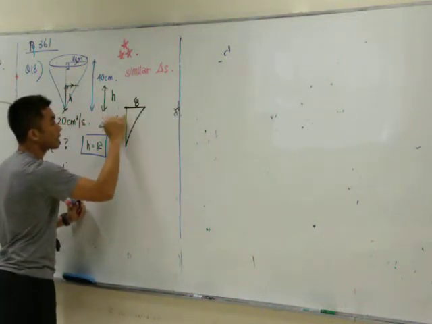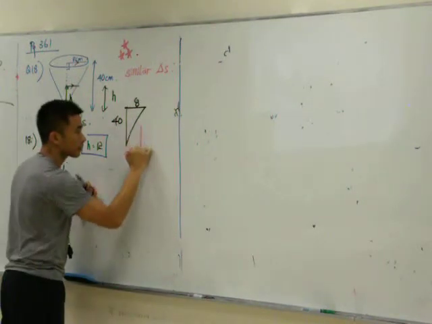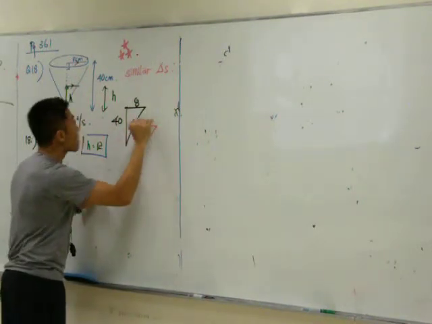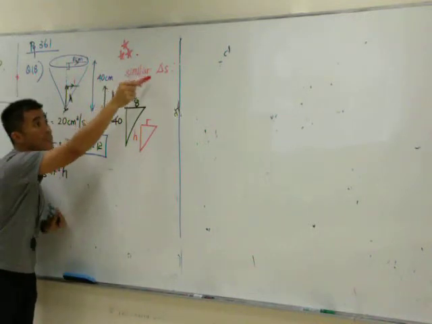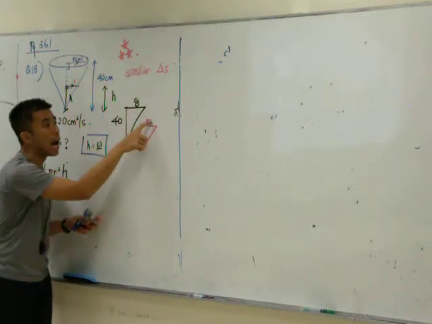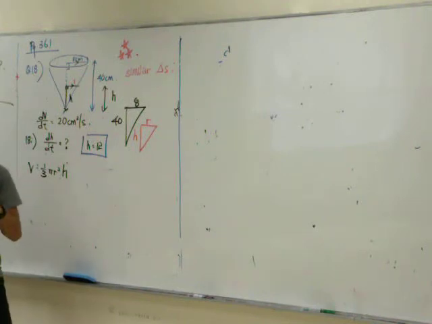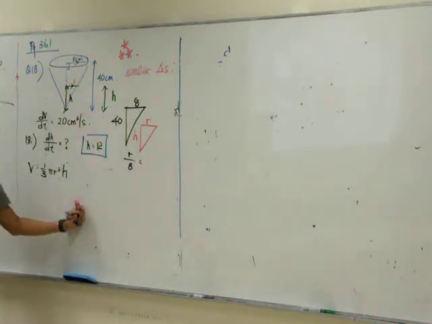This is 8, this is 40. Let me draw the small one. This is H, this must be R. Am I right to say that, Chelsea? Now, let us make use of similar triangles, make use of the corresponding side ratio to form our relationship. So, Chelsea, R must go with 8, so R over 8. H must go with 40.